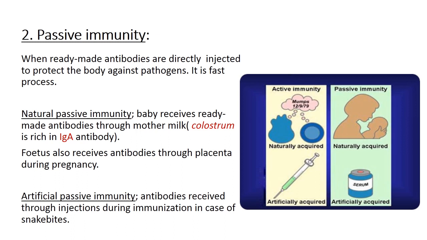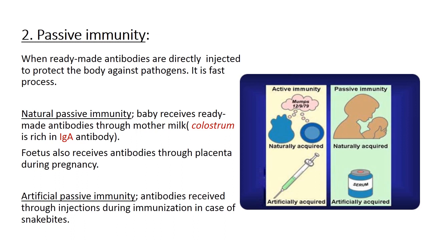When the fetus is inside the mother's womb, it will also get some ready-made antibodies, because the fetus is connected with the mother through the placenta. The function of the placenta is to supply nutrients for the developing fetus. Not only nutrients, it will also supply some of the antibodies needed for the protection of the fetus, so the fetus will also get a defense mechanism from ready-made antibodies supplied through the placenta. These two are the natural ways of getting passive immunity.